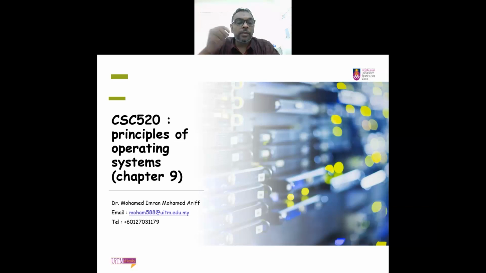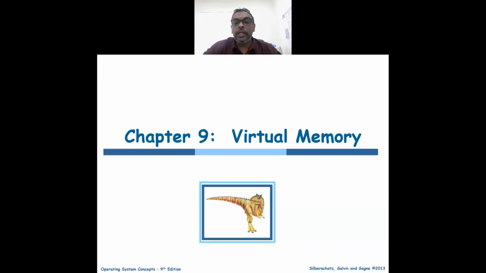So we came across something called paging and segmentation, and we learned how to calculate the page size, the frame size, the logical address, and the physical address. That was in chapter 8. In chapter 9, we're going into a bit more detail. We are going to cover something called virtual memory.